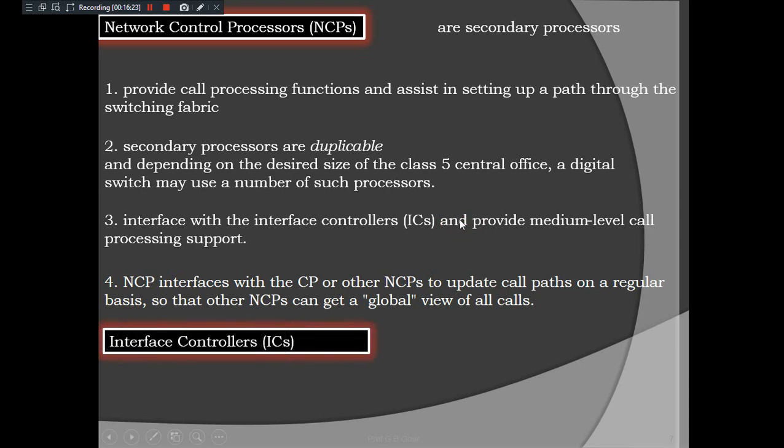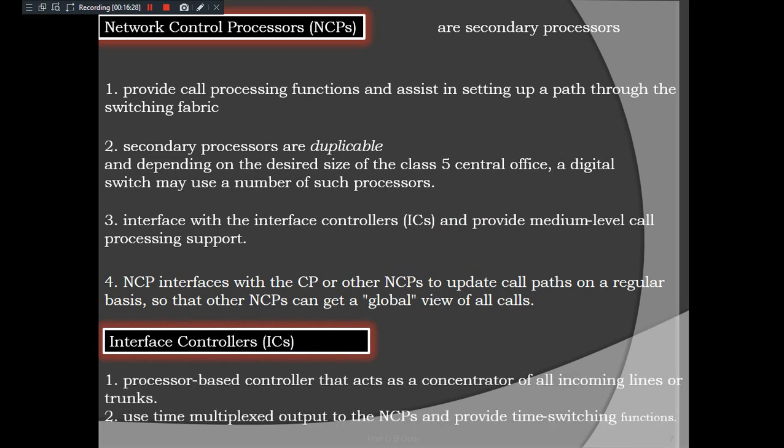So next, in level 1, now we slowly go there: the interface controllers. What is their main job here? These are processor based controllers which act like a concentrator of all incoming lines or trunks. Concentrators means they are directing the heavy traffic towards the trunks which are free. Okay, and we learned from some of the previous modules that all the trunks are not free.